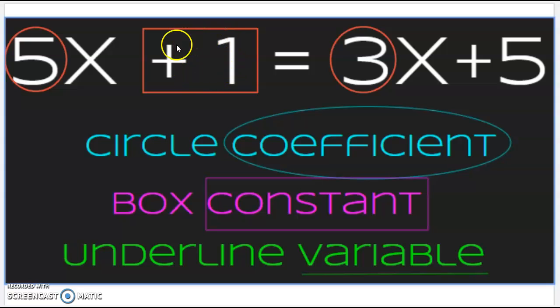On this left side, this plus 1 is my constant. On the right-hand side, this plus 5 is my constant.